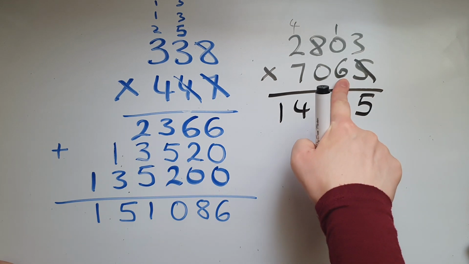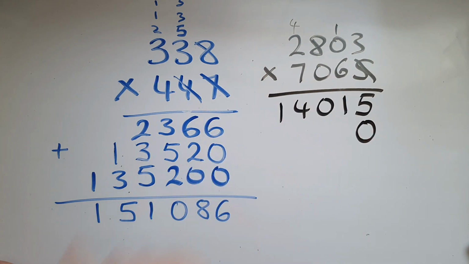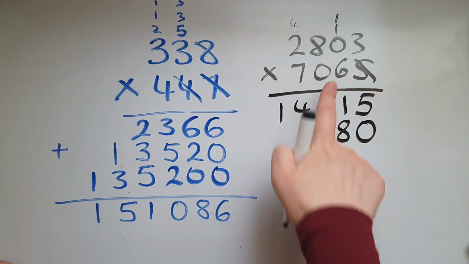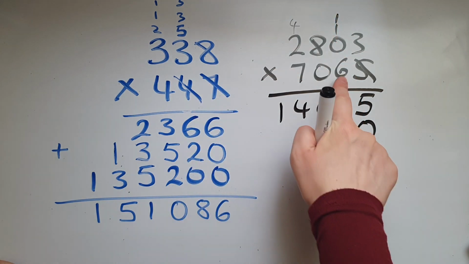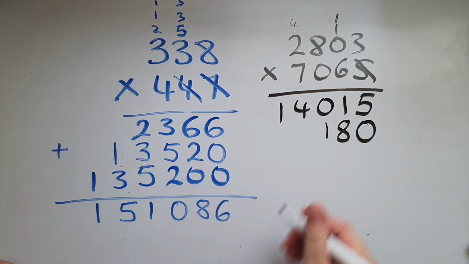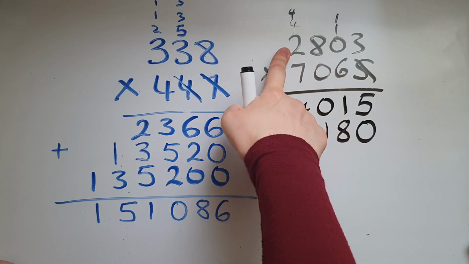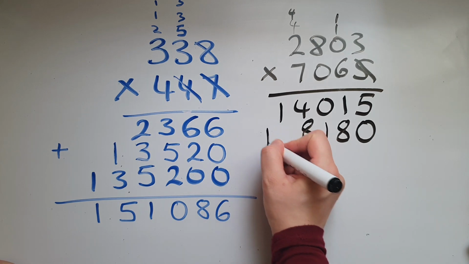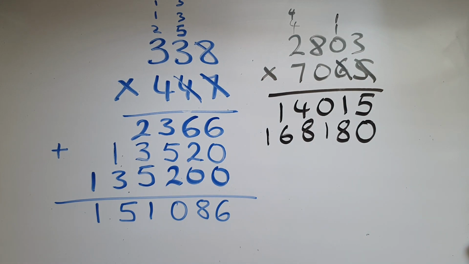Now moving to the 6, put a 0 down first because that's 60. 6 times 3 is 18, so 8 down and 1 carried over. 6 times 0 is 0 and the 1 we had, that makes 1. 6 times 8 is 48, so 8 down and 4 carried over. 6 times 2 is 12 and the 4 is 16. We're finished with the 6, or the 60 I should be saying.